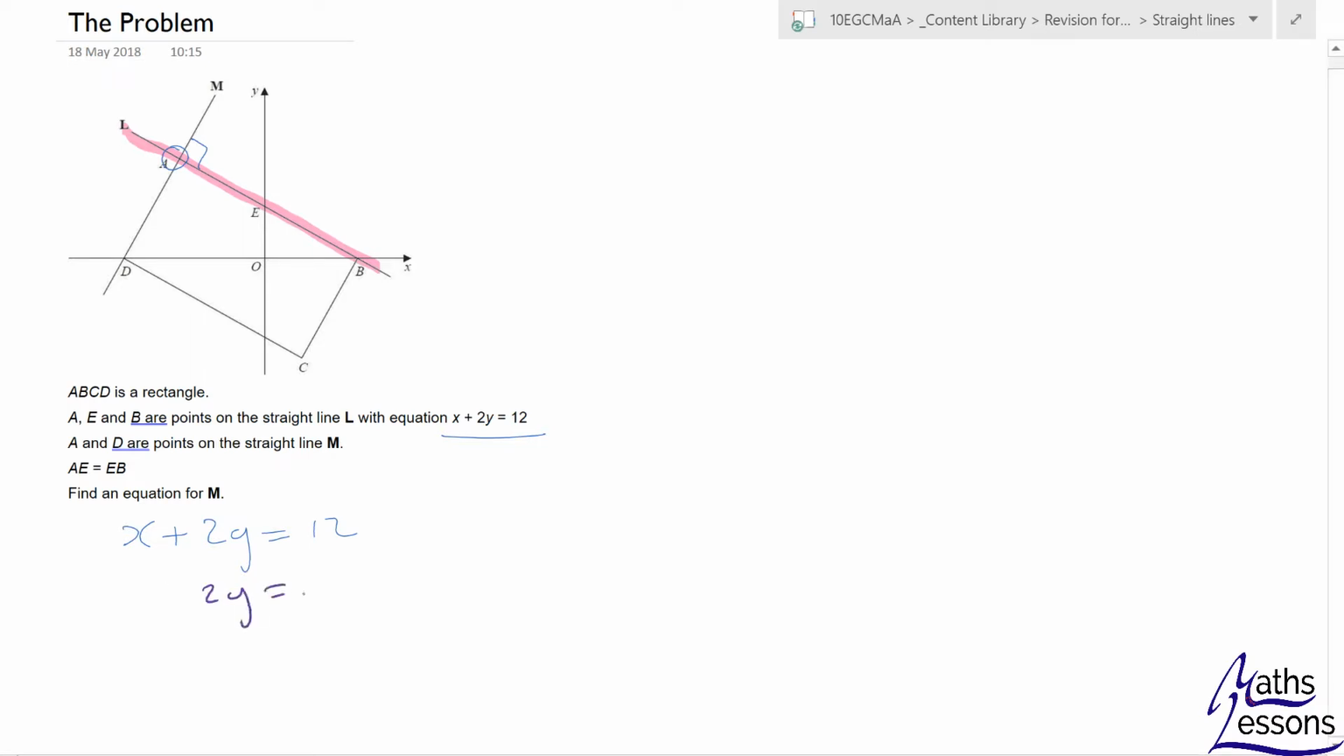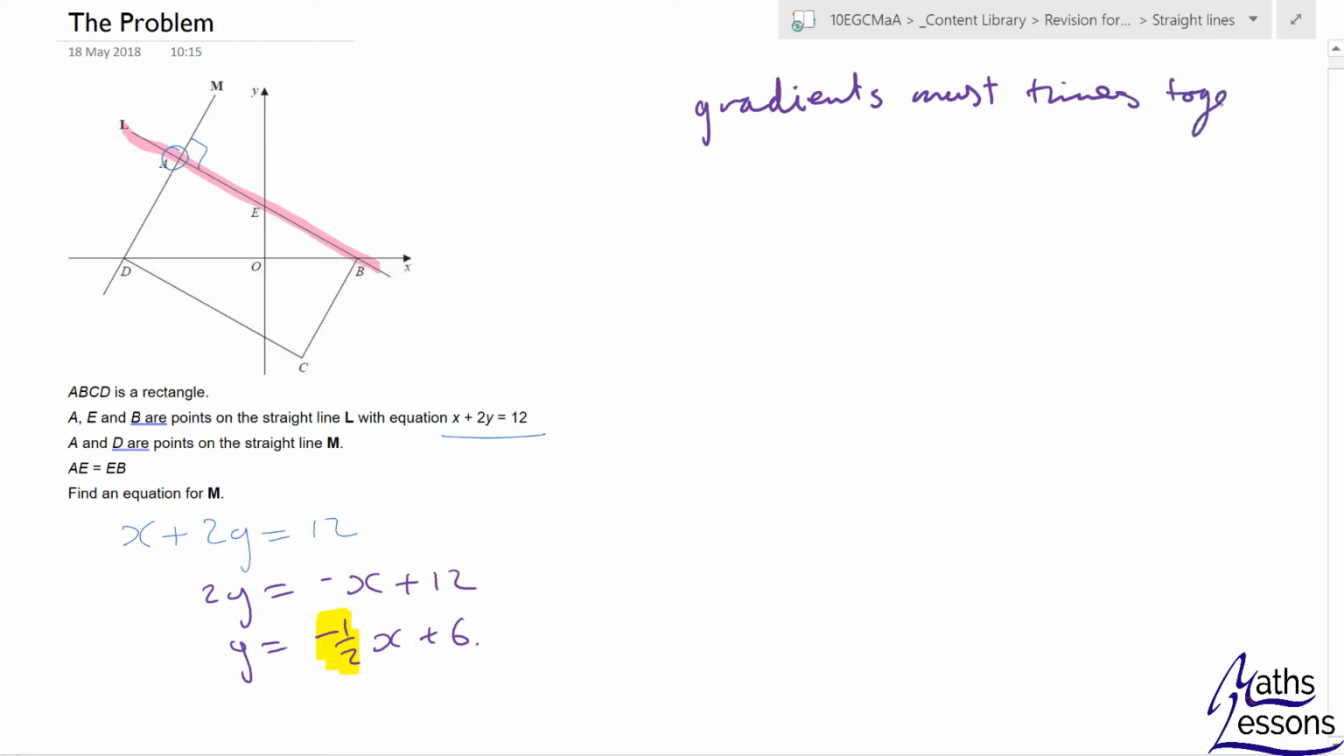So 2y equals minus x plus 12. Divide throughout by 2, I get y equals minus a half x plus 6. So the gradient of line L is minus a half. Now the gradients must multiply together to equal minus 1 because they are at right angles to each other. When they're at right angles, the gradients must multiply together to give us minus 1.